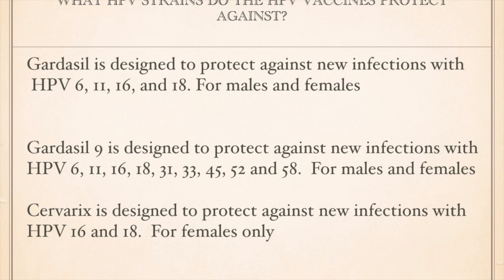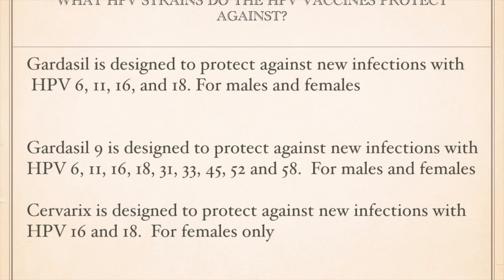Which of the vaccines protects you against which HPV strains? That's a better question. And so you can see that the Gardasil, which was the initial vaccine, protects against HPV 6, 11, 16, and 18. So we got that guy, number 16. We're going against him. Number 18, also implicated. And the Gardasil is for males and females.